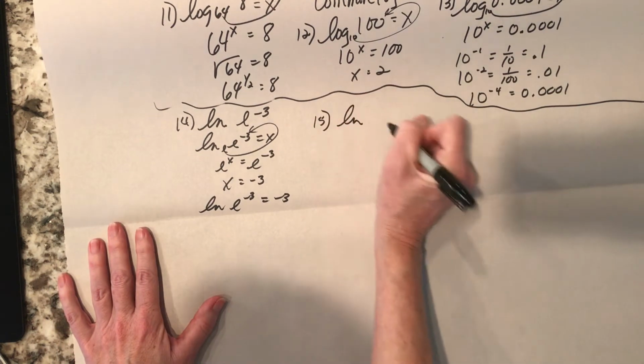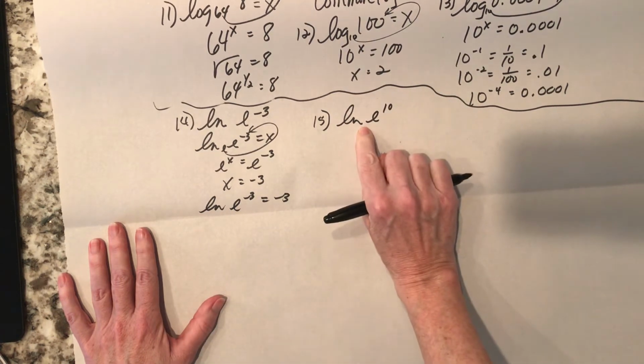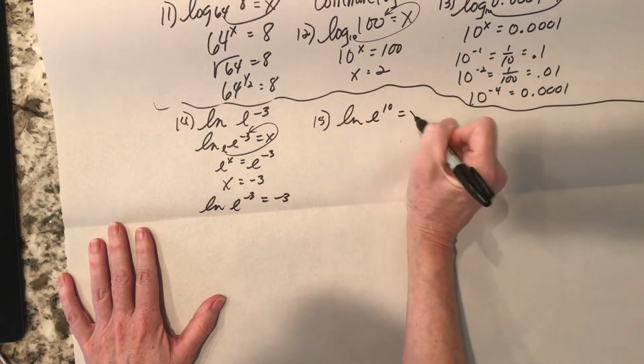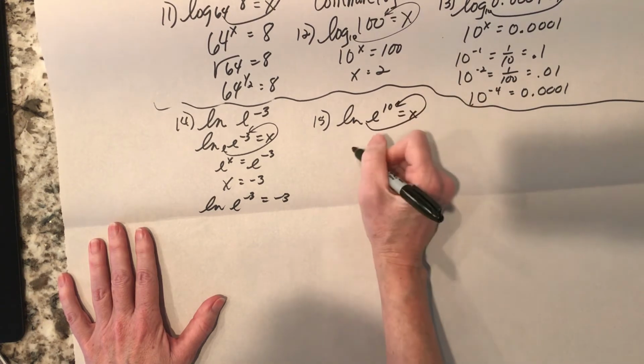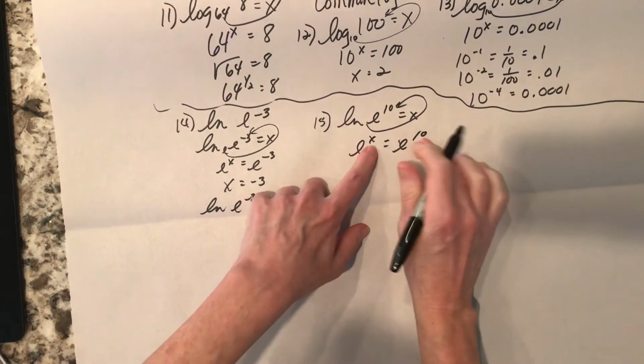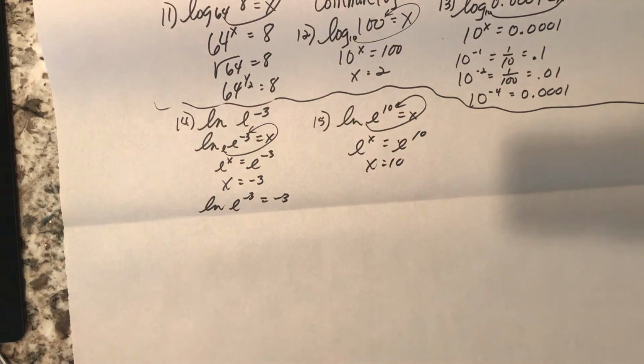We've got the natural log of e to the 10th. You don't have a base written in here. You understand it to be an E. So let's set this up, do the circle. E to the x equals e to the 10th. When the bases match, the exponents match. So the answer there to that problem is 10.